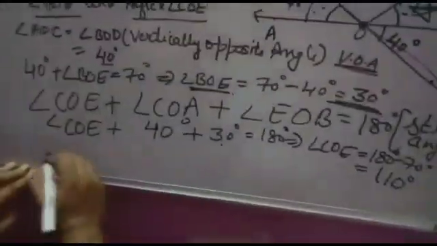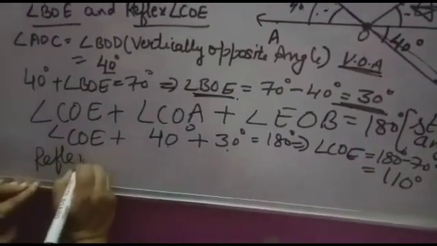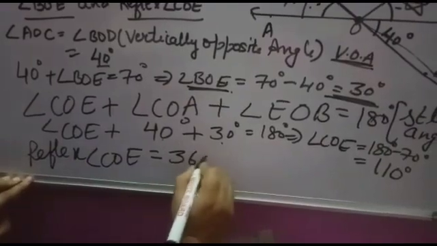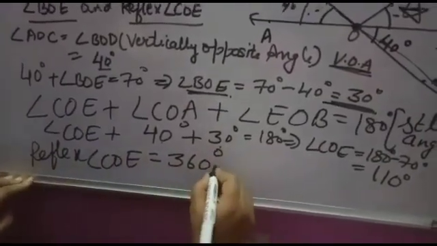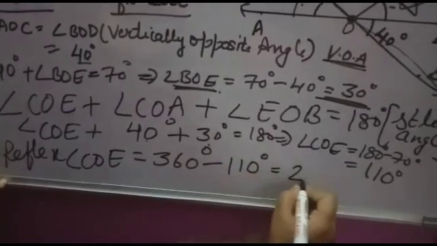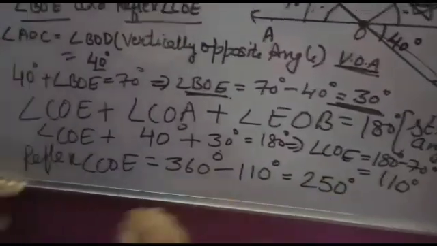That is COE. Now you want reflex of angle COE. Whenever the word reflex is there, you have to subtract from 360. So 360 minus 110, you will get 250 degrees. Thank you.